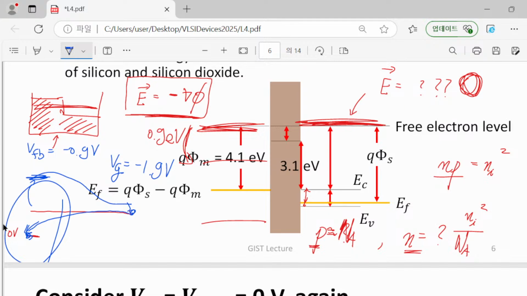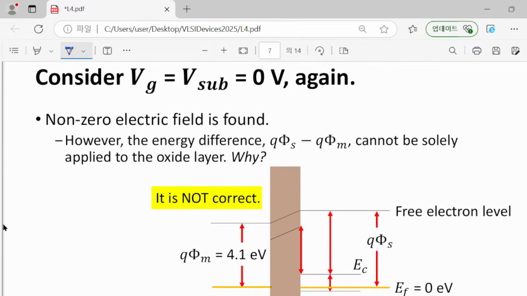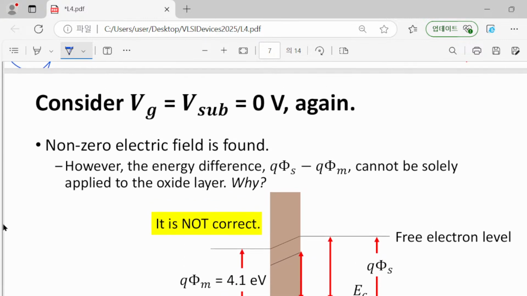However, in real applications, you usually do not apply a negative gate voltage to your device. That's the reason why in many cases we just consider this kind of energy band diagram. But in principle, flat band condition can be regarded as the criterion where our band diagram goes upward or downward in the metal part. Okay, so now let's go on.